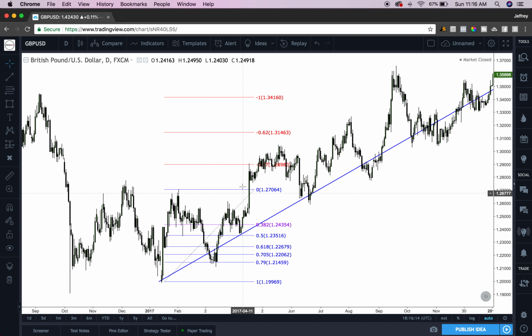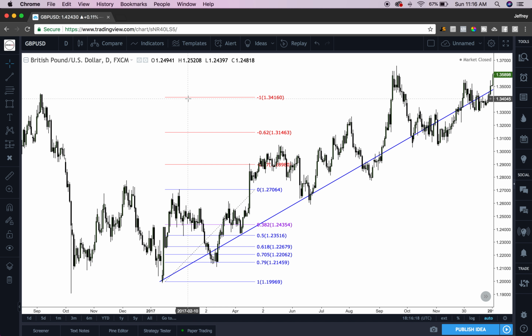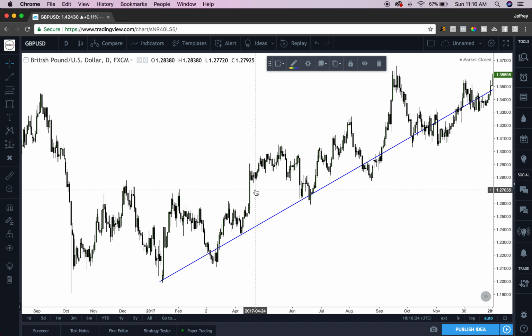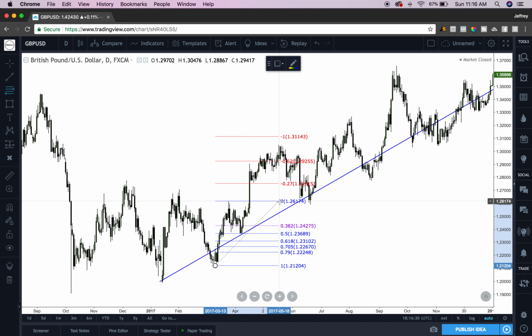Look at this. Target 1. Target 2. Target 3. All achieved. That's just one example, guys. That's the first swing of this uptrend. So let's look at this swing.